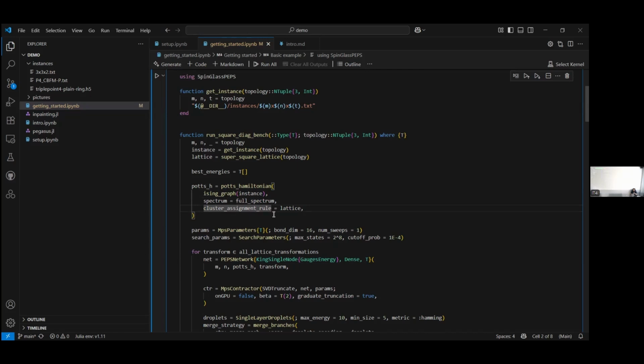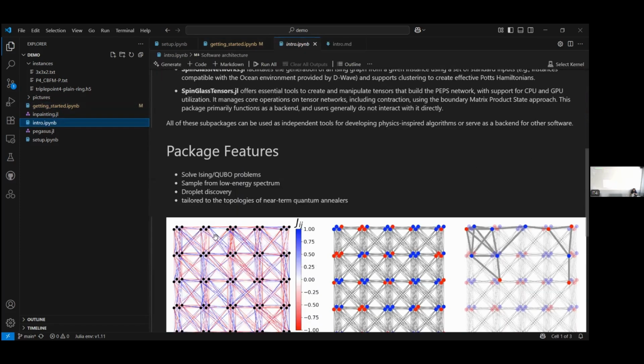And the cluster assignment rule, this is the function, or more precisely the dictionary, which tells us how we are grouping the spins together. If you remember from the presentation, we were grouping all spins into the Potts variables, and here is how we are doing it. Super square lattice means that we are taking the square lattice with diagonal connections, with several spins at each lattice site, which was shown here.